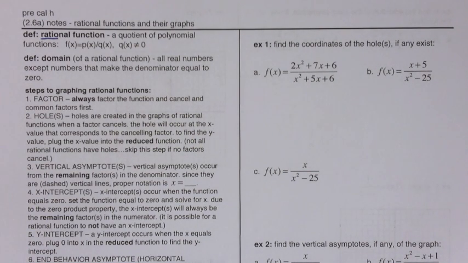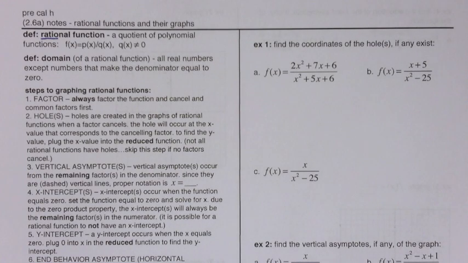Step 2, holes. So sometimes there's holes in these graphs, and the way these holes are created is when a factor in a numerator cancels with a factor in the denominator, and it will occur at the x value that corresponds to the canceling factor. If you want to find the exact location of the hole, meaning you need x and y, you just take your x value from the canceling factor and plug it into the reduced function. Not all rational functions have holes, so that step gets skipped quite a bit.